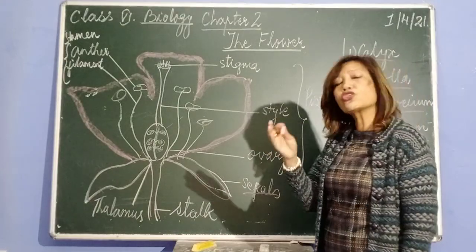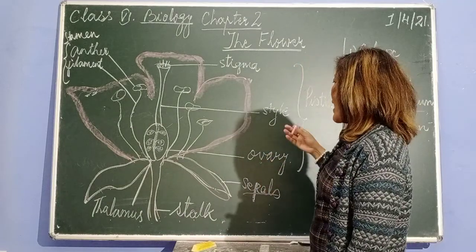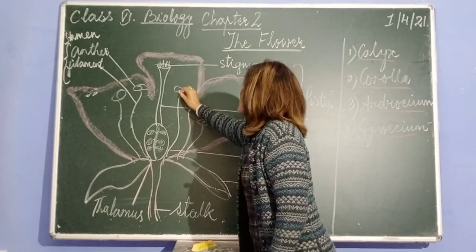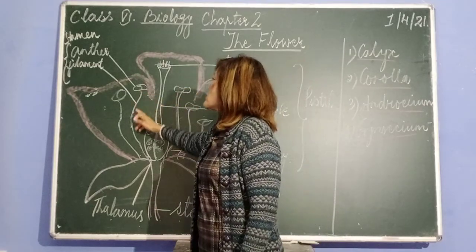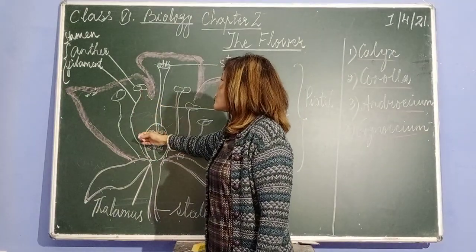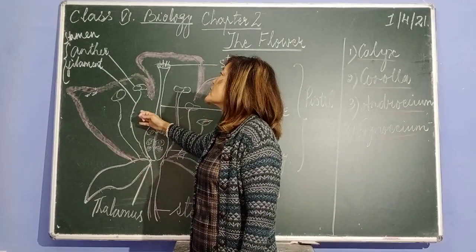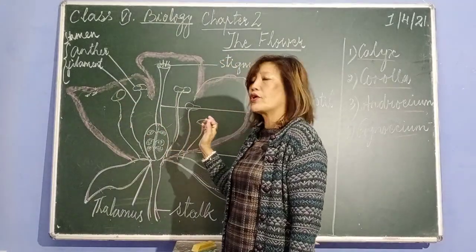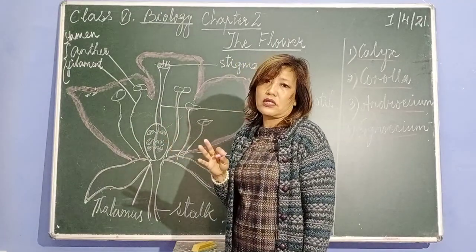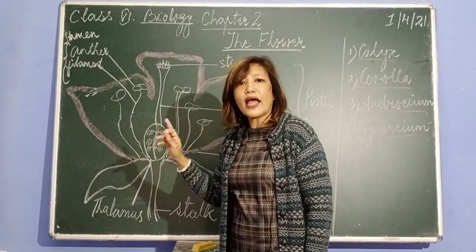Okay, then the third whorl of a flower is androecium. Androecium is the male part of a flower. This one which you can see out here is androecium, the male part. And androecium consists of a unit called the male reproductive unit, the stamen. Stamen has two parts. One is called filament and the other is called anther.